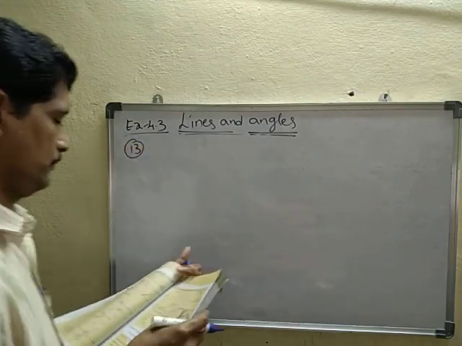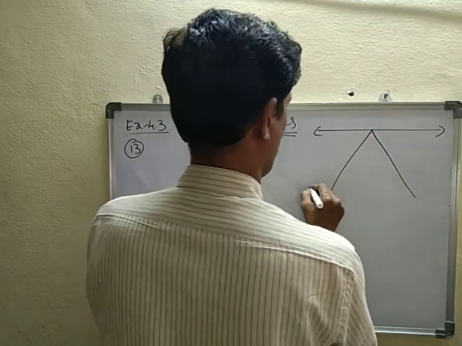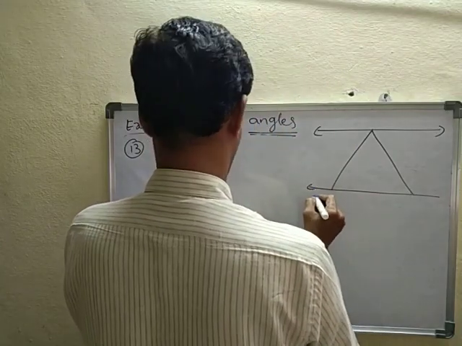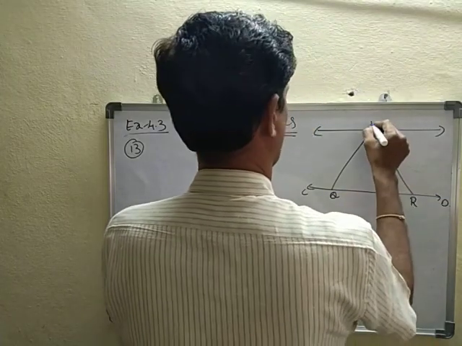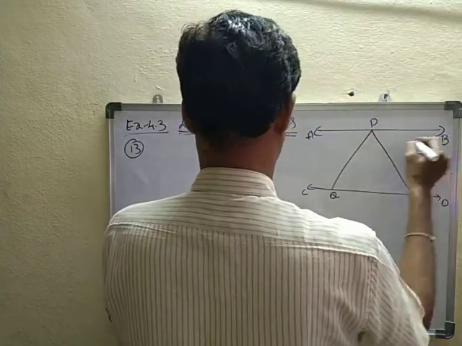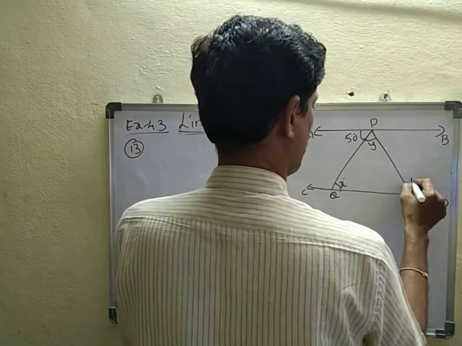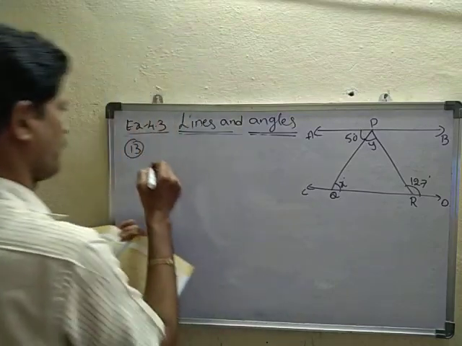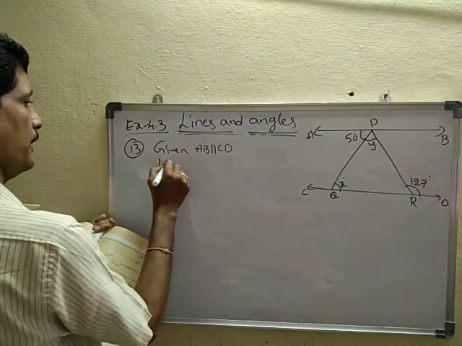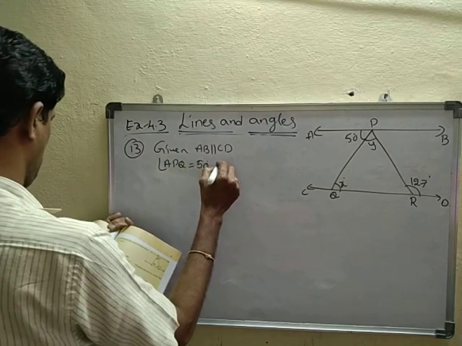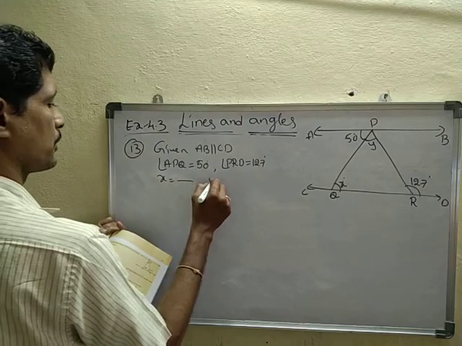Yeah, 13th question. Given AB parallel to CD, angle APQ equal, that is 50 degrees, angle PRD equal to 127 degrees. Find x and y. X equal to dash and y equal to dash.